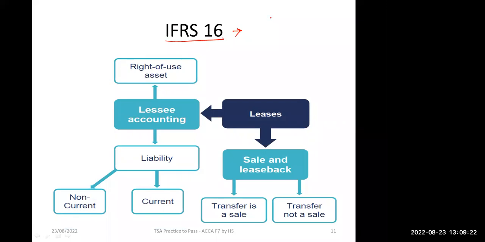12 months or less contract. 12 months, very good. Low value. Contracts of 12 months or less are outside the scope of IFRS 16, as well as the low value assets.